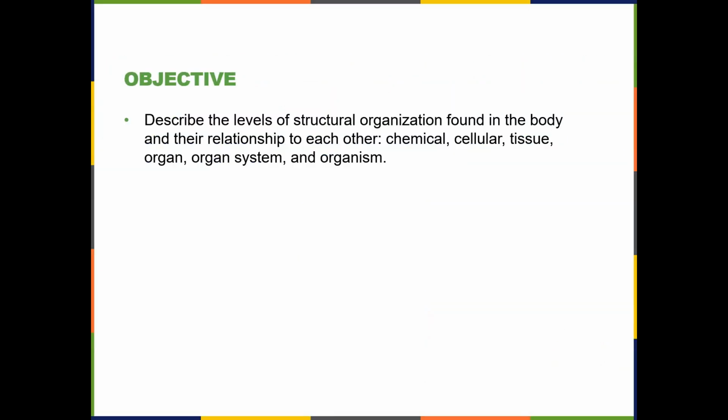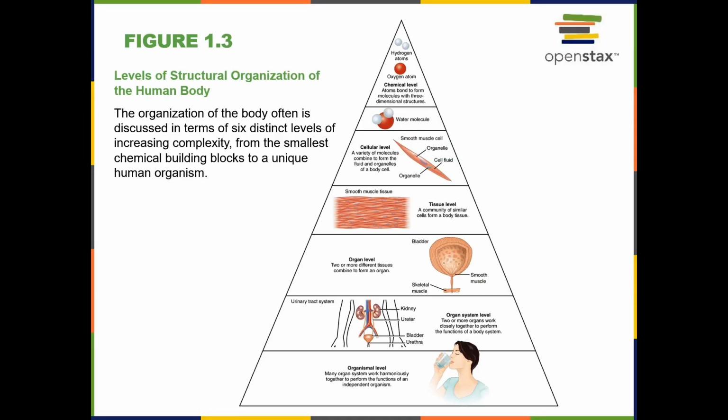In this video, you'll learn about the levels of structural organization in the body, from the chemical level all the way up to the organism. The human body is organized in 6 distinct levels of increasing complexity, from the smallest chemical building blocks all the way up to an organism, a human, an individual like yourself.